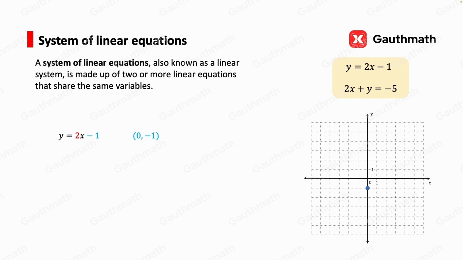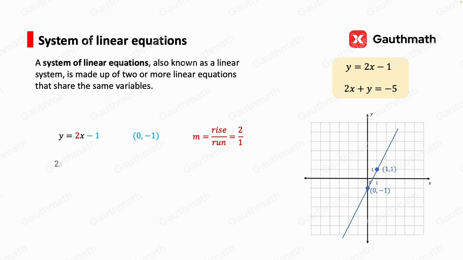And then the coefficient of x, which is 2, that's the slope. And we also know slope is rise over run. So from (0, -1), the y-intercept, we're going to move 2 positions up and then move 1 position to the right. And that will give us the second point, (1, 1). We connect them, and that's the graph of the first equation, y equals 2x minus 1.